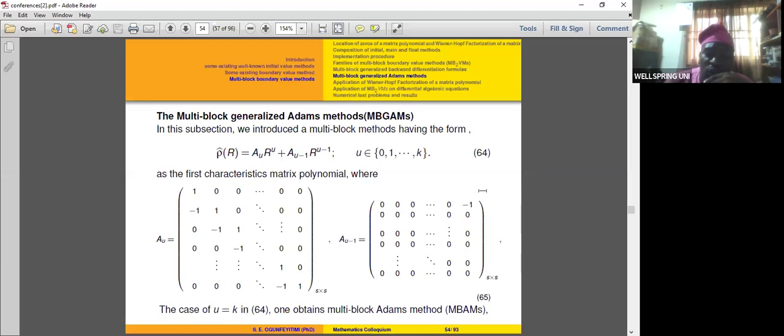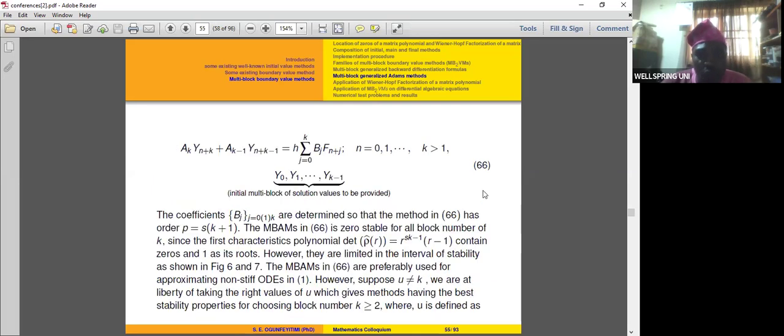We assume that our u is not equal to k. But for the case of u equals k, it will give us the multi-block initial value Adams method, which is given below in 66. And this type of method, when you plot it, they are zero stable, which are only suitable for what? Non-stiff ODE.